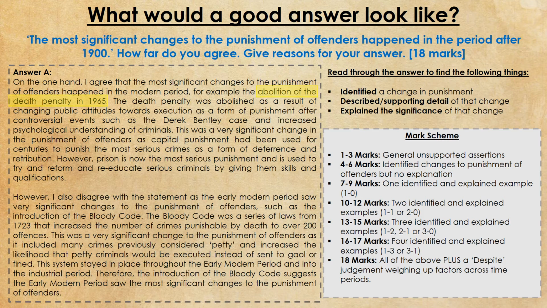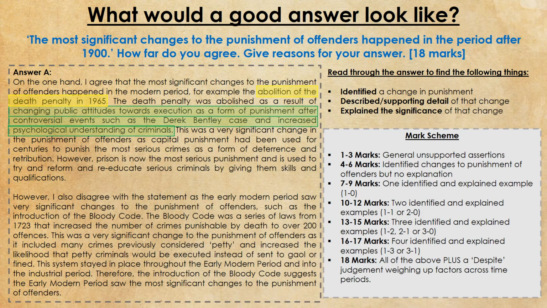"The death penalty was abolished as a result of changing public attitudes towards execution as a form of punishment after controversial events such as the Derek Bentley case and increased psychological understanding of criminals." So here they have offered some description and supporting detail of what that change actually is. They're talking about the Derek Bentley case in England, and the improved psychological understanding of why people commit crimes, which leads to the abolition of the death penalty. At the moment, they're not explaining why that was a very significant change. They're just offering some supporting detail about what that change was. So they haven't yet moved up into this 7 to 9 marks because they haven't explained that example. They're still at about 4-ish marks.